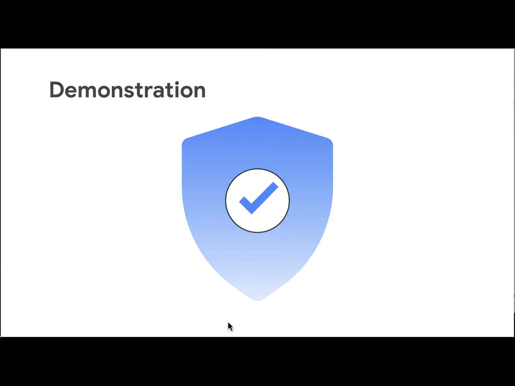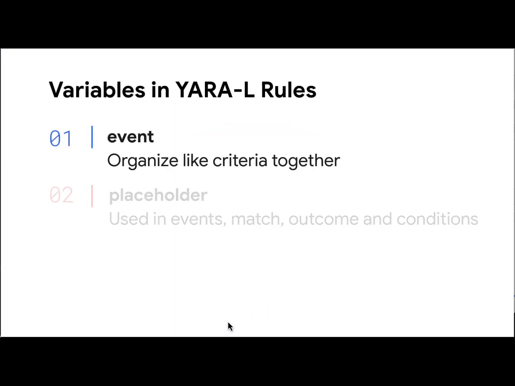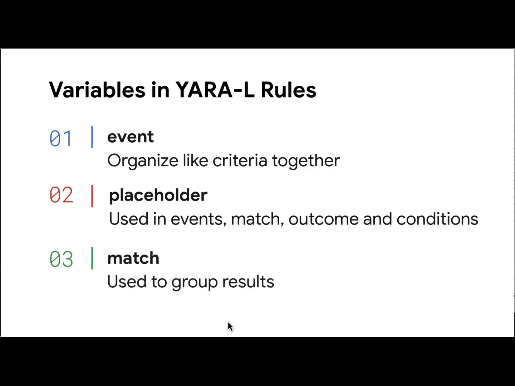That might have seemed like a lot, but we will have a lot more examples coming. Just remember that event variables are used to organize like criteria together. Placeholder variables can be used throughout the rule to describe different fields, and match variables link disparate events together within the match section.